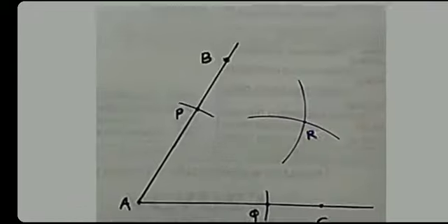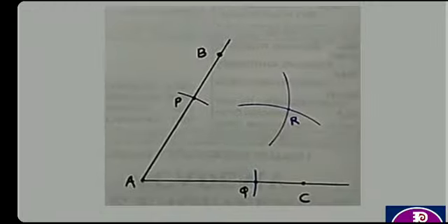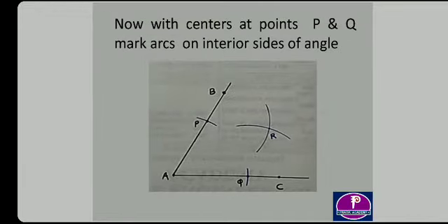Then the next step, take the same distance or another distance in the compass and, with center at P, mark an arc on the interior side of the angle. Then the same procedure is repeated with center at point Q, keeping the same arc distance. Then we get point R as the point of intersection of these two arcs.